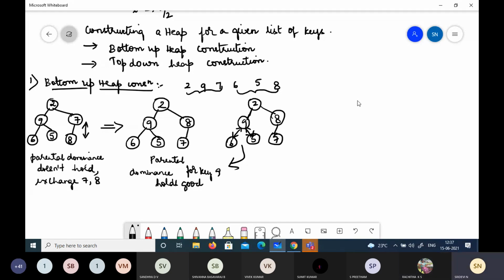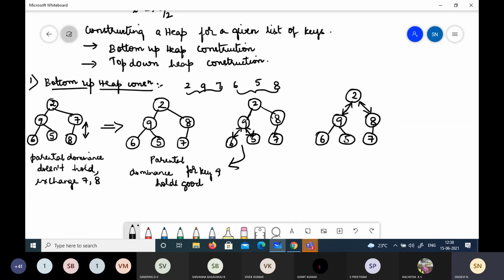No, ma'am. Now we have to exchange this. 2, 9, 8, 6, 5 and 7. As parental dominance doesn't hold good here, we have to exchange 2. It has 2 children, so 2 should be exchanged with its larger key child. Okay, not with 8, with 9, because 9 is the larger value, because always the parent should be greater than both the children nodes, isn't it? So we should exchange it with the 9.